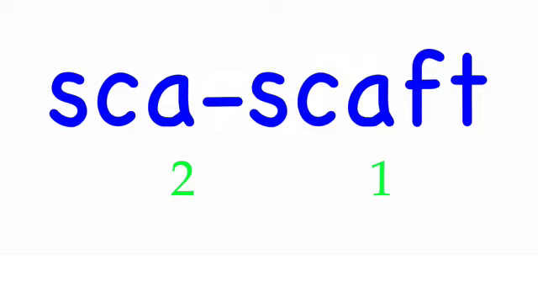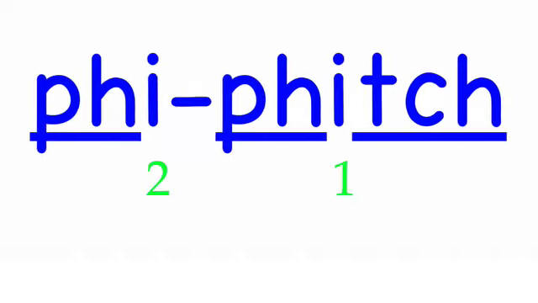Phi, fitch. And this word pair will contain a consonant team. Phi, 2 sounds: f, i. Fitch, 3 sounds: f, i, ch. So in fitch we have 1, 2, 3, 4, 5, 6 letters that represent a total of 3 sounds.